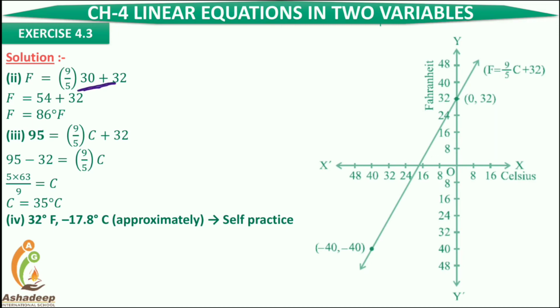See, the first is 30 given, right? If this is cut, 6 9s are 54 plus 32 is 86 Fahrenheit, right? Now here it is going 95 Fahrenheit. So 32 comes onto this side, it becomes minus. So it is going to be 63. If the 5 comes into the numerator, 9 comes into the denominator, 63 is nothing but 7 9s are 63, 7 5s are 35 degrees centigrade, and thus for 32 Fahrenheit, minus 17.8, that I've already explained in the previous slide, how you need to do it. It is during your self practice.